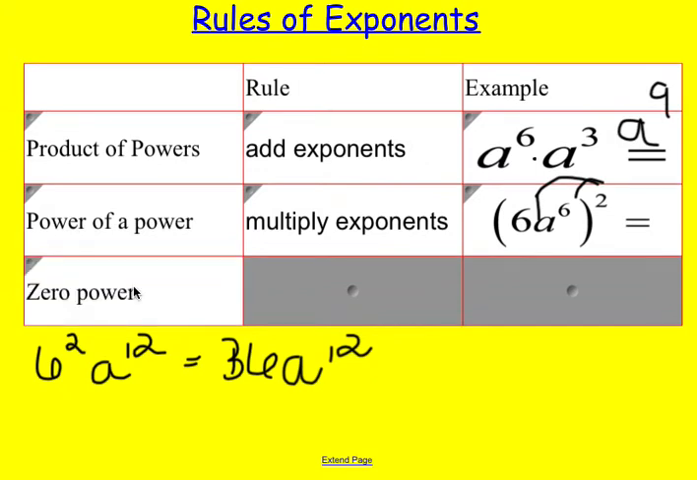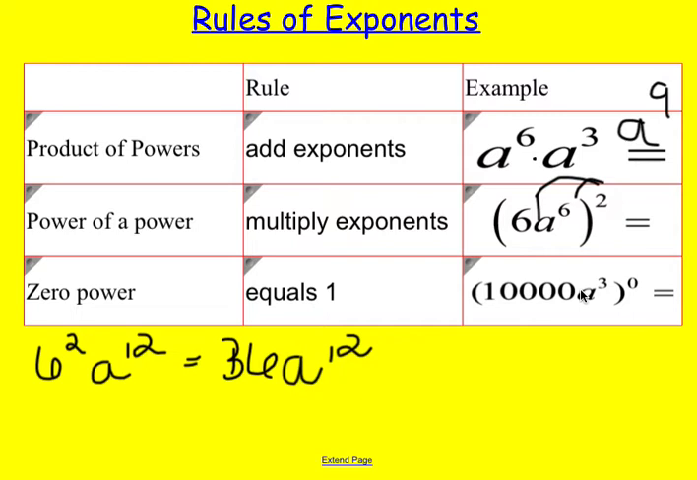Let's go ahead and take a look at that last rule. If anything is going to be raised to the 0 power, whatever part is being raised to the 0 power is going to be equal to 1. So for example, this whole thing that's in there, all of that is raised to the 0 power, which means it's equal to 1. No matter how big the number is in there, it's going to be equal to 1.